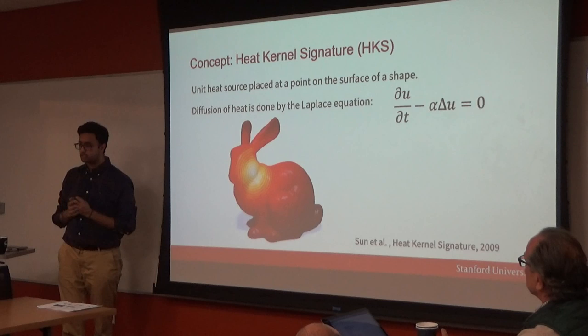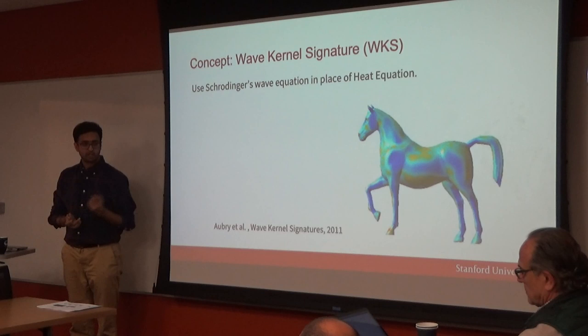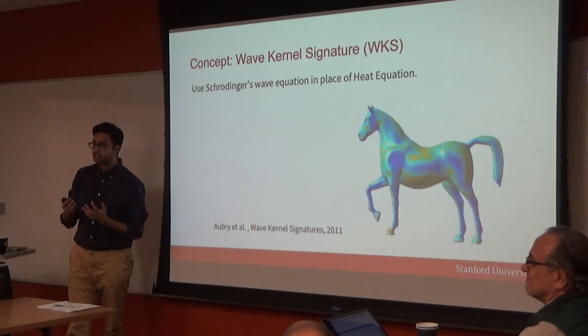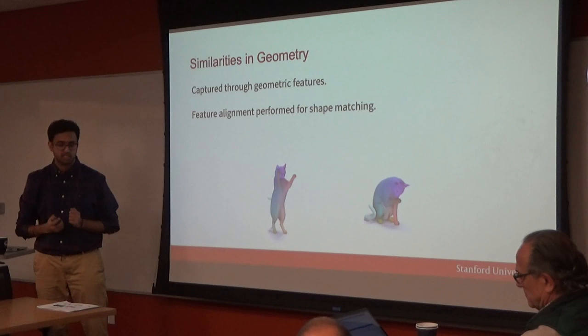Another such descriptor, which can be obtained by solving the Schrodinger's wave equation instead of the Laplace heat equation, is the wave kernel signature. This is also a very good geometric descriptor for the shape. So in this work, when I say we have these shapes, we assume that these descriptors are pre-computed on these shapes. And you can use these descriptors directly to relate these two shapes. So once you have these descriptors on these shapes, you can use them to perform feature alignment and therefore shape matching between these shapes.